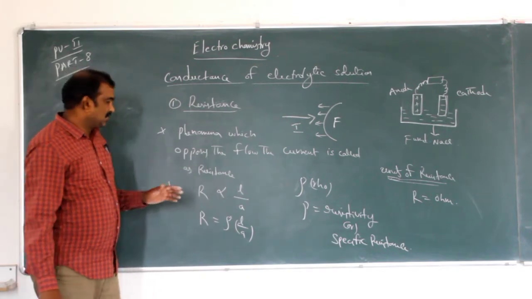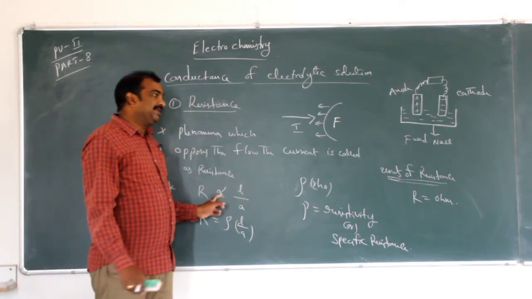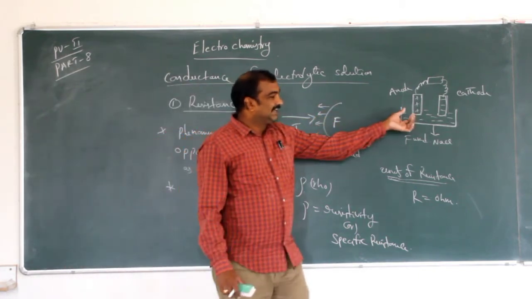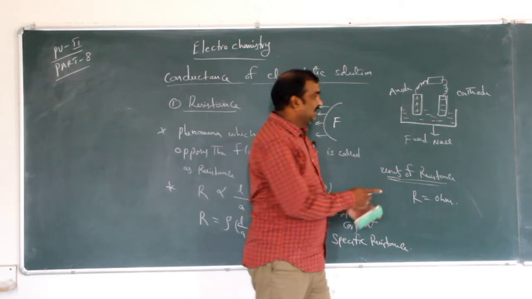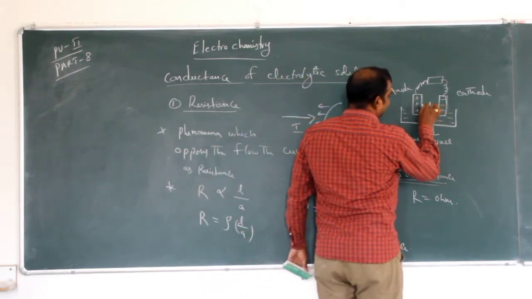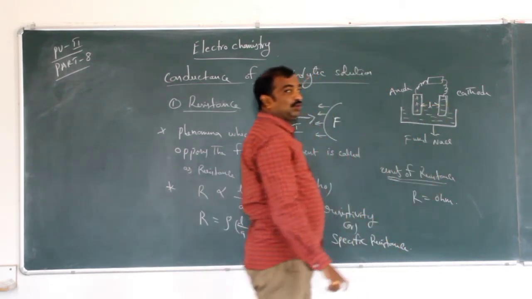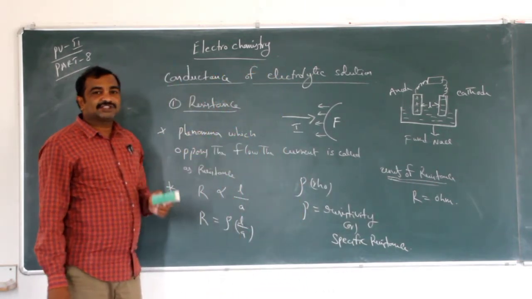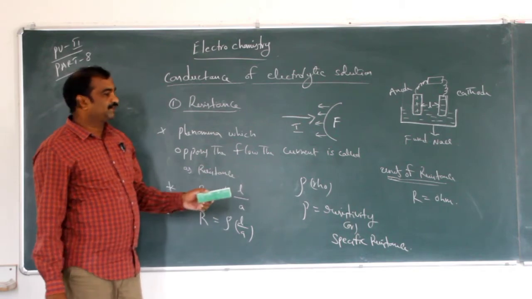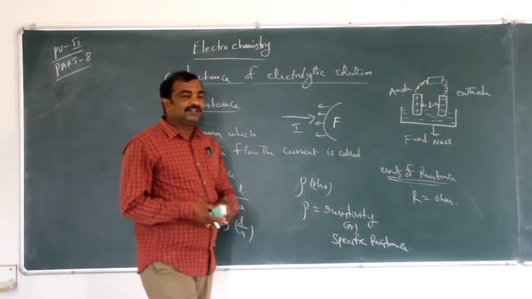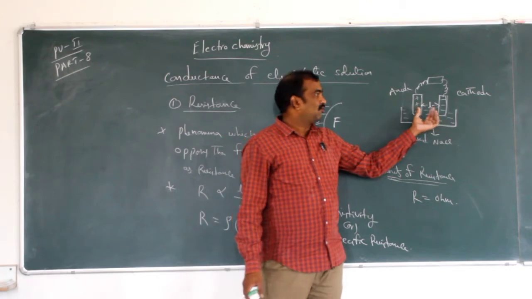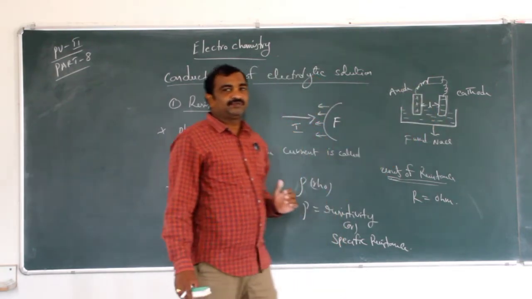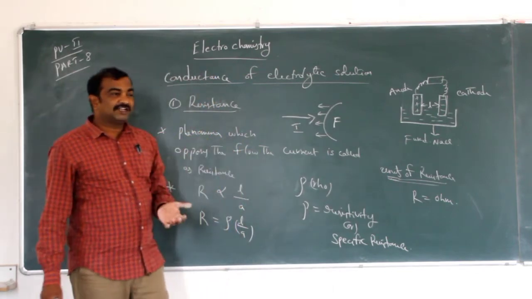So resistance is directly proportional to L and inversely proportional to A. What is L? L means the length between the two electrodes. And A is the area of cross section. So if length between the two electrodes is more, what will happen? The force which opposes the flow of current is also more.